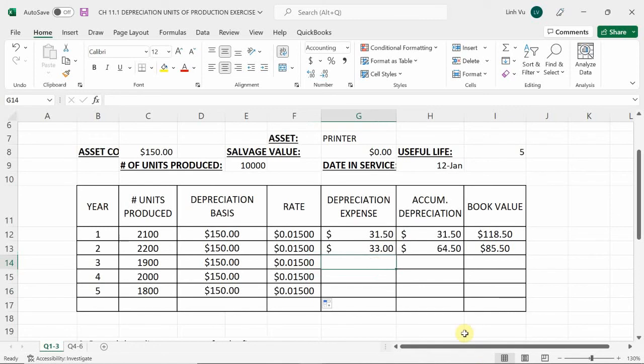So the only difference that I'm calculating here is my depreciation expense, because every year I depreciate, I'm going to have a different number of units produced that year. So if I produce this time for year 3 only 1,900 units, how much is my total depreciation expense? I'm going to take my number of units produced that year, multiply by my rate of 1.5 cents. So what is that going to be if I produced 1,900 units?